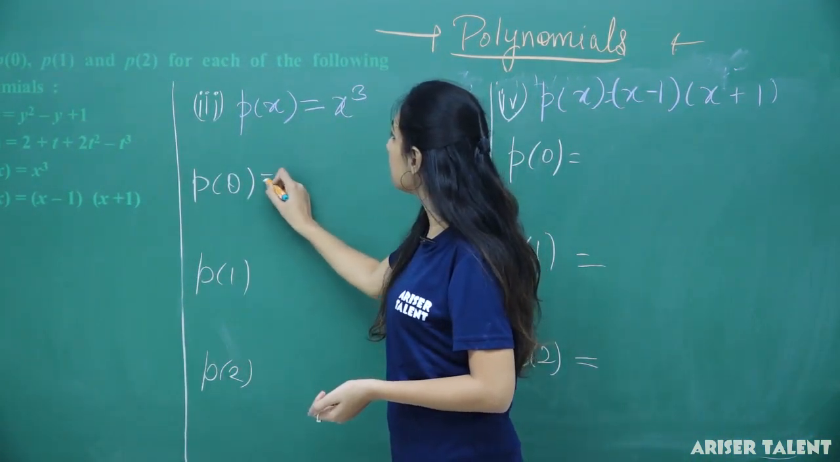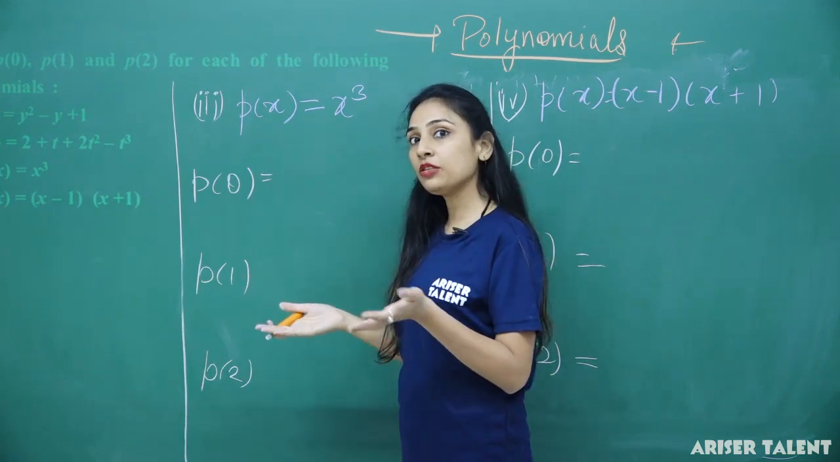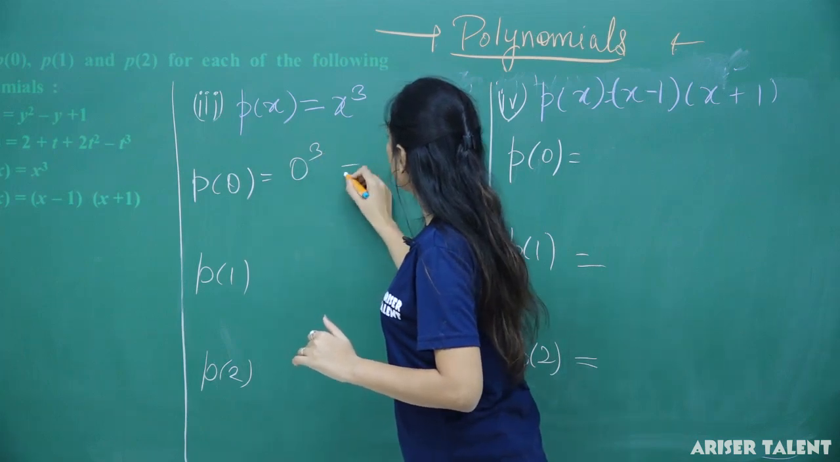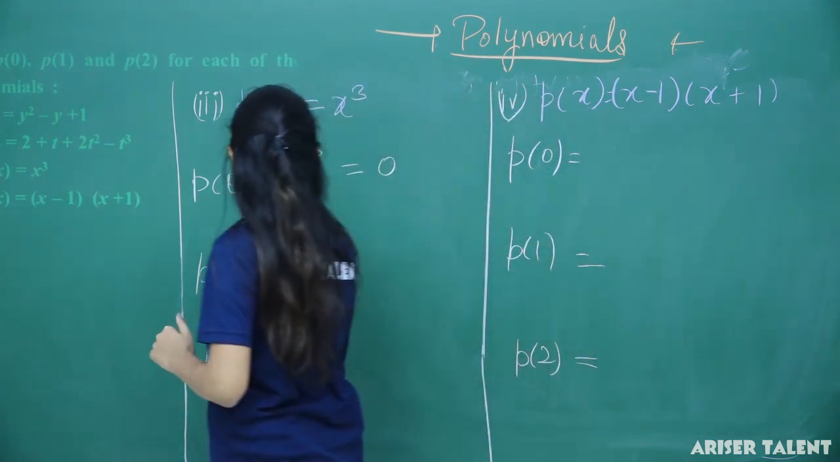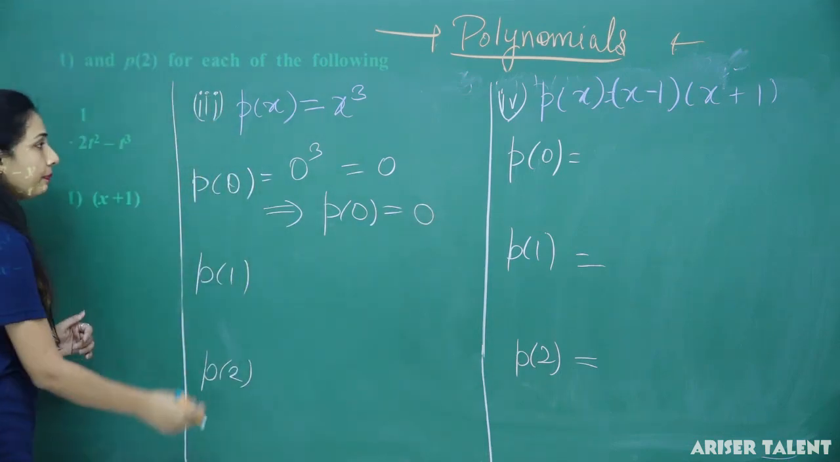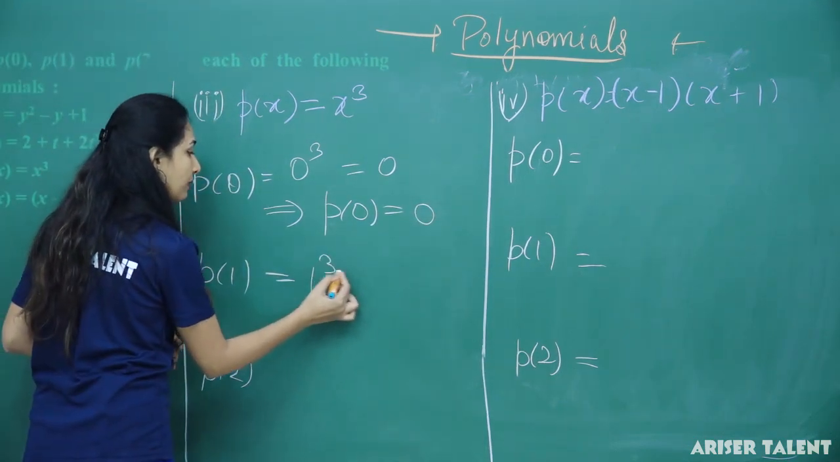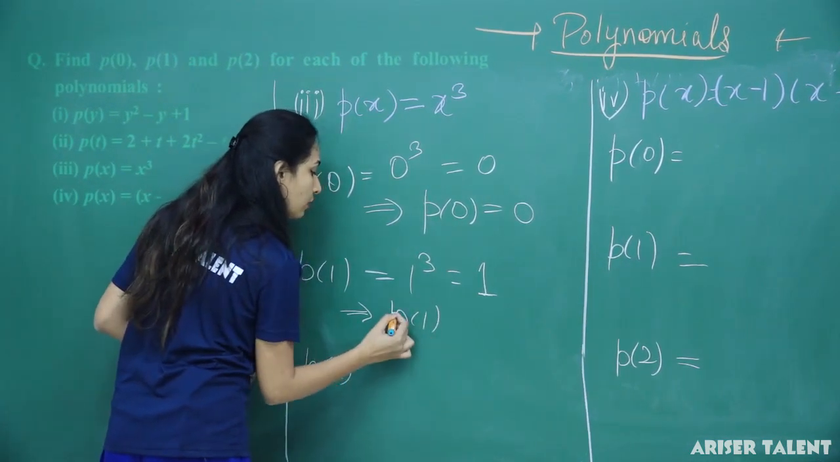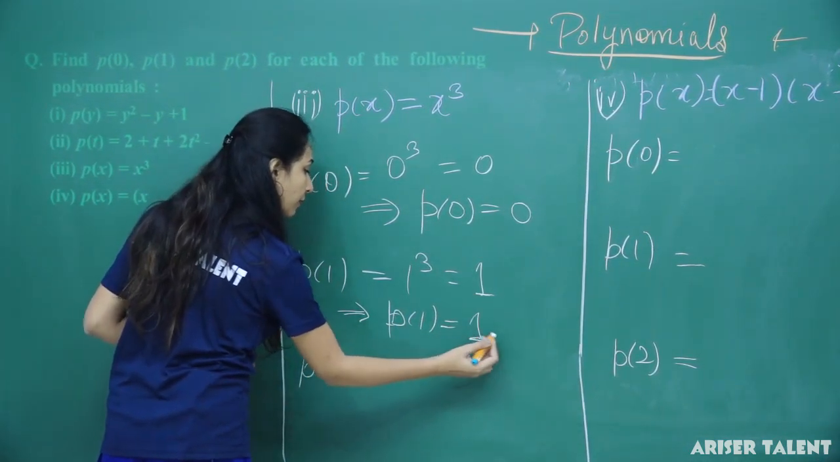Now P(0), that means you have to put 0 in place of x, simple as that. 0 cube is equal to 0, which implies that P(0) will be equal to nothing but 0. Again P(1), that will be 1 cube, and 1 cube is always 1. This implies that P(1) will be equal to nothing but 1.